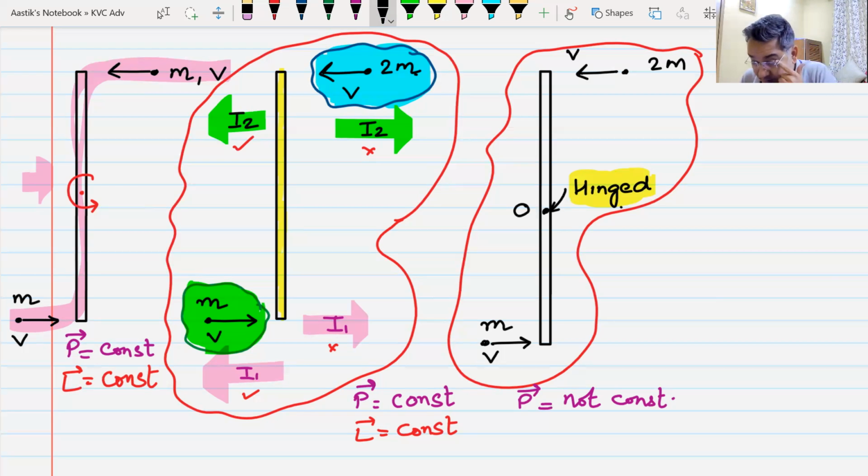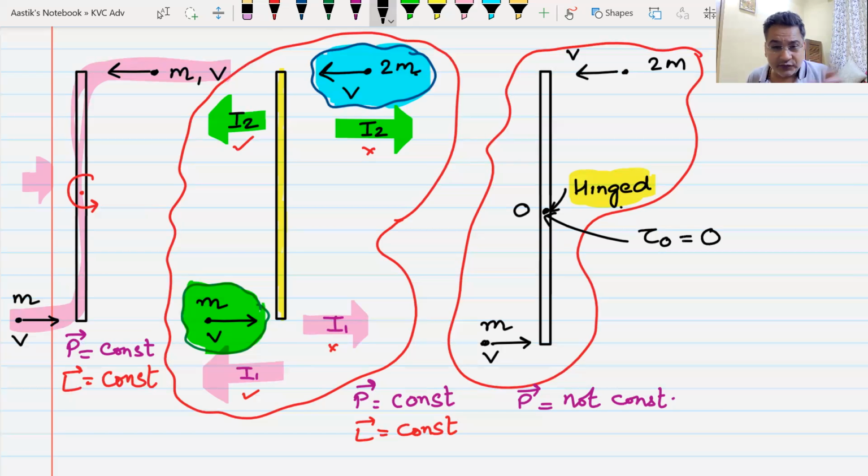But all these external forces are coming at the hinge. Therefore, the torque about the hinge, any axis which passes through the hinge, is zero. About any axis which passes through the point O, torque is zero.